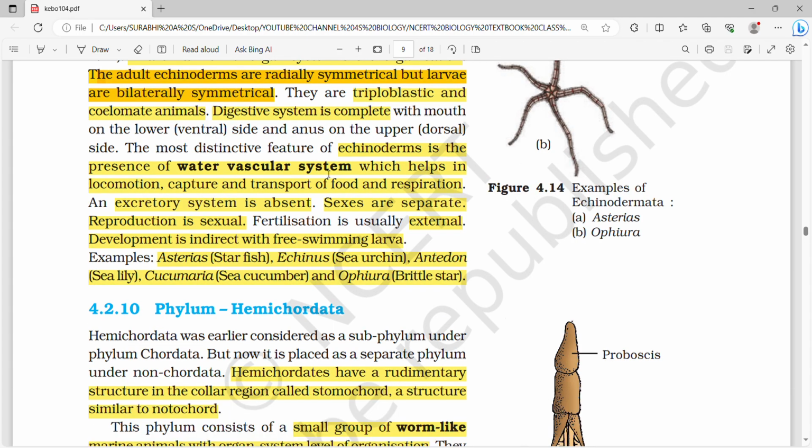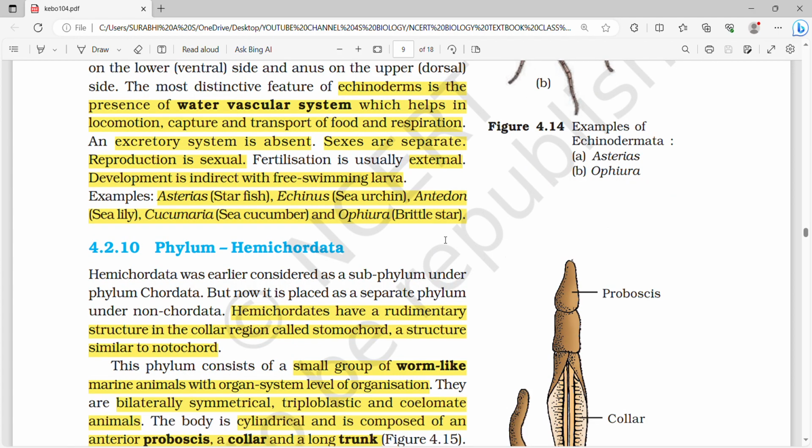Excretory system is absent, sexes are separate, reproduction is sexual, and fertilization is usually external. Development is indirect with free swimming larvae. The examples are Asterias, Echinus, Antedon, Cucumaria, and Ophiura. You should know the common names also.